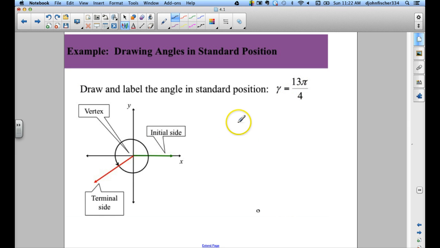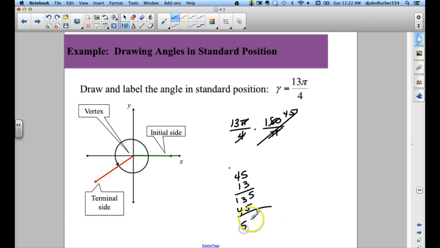Last one, 13 pi over 4. Well, I do this one a little differently. We're going to change it to degrees again. Might be a little harder here. This is 45. And now 45 times 13. Well, I don't know what that is. Let's see. We'll work it out. 45 times 13, 135, 45, 585.